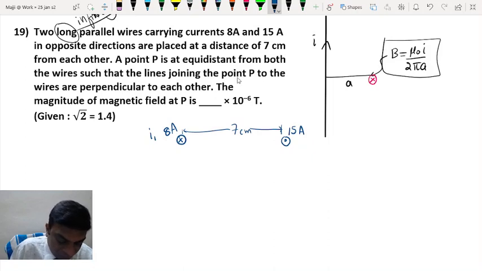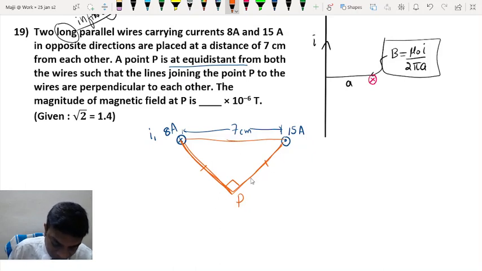Point P is equidistant from both the wires such that the lines joining the point to the wires are perpendicular. These are the lines joining the point with the wires and they are equidistant. That means these two are the same and they are at right angles. So basically this is a right angled isosceles triangle. Each of the distances will be 7 cos 45 degree or 7 sin 45 degree. Anyway, you can take 7 by root 2 cm each as the distance of the point from each of the wires. I hope that is clear.